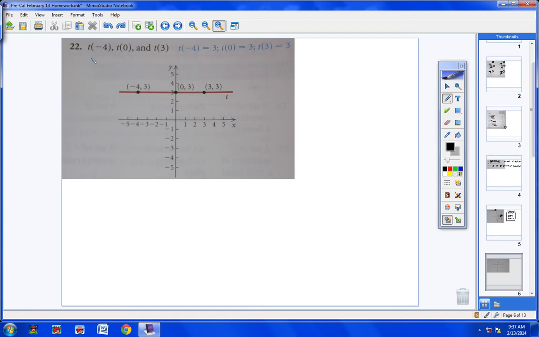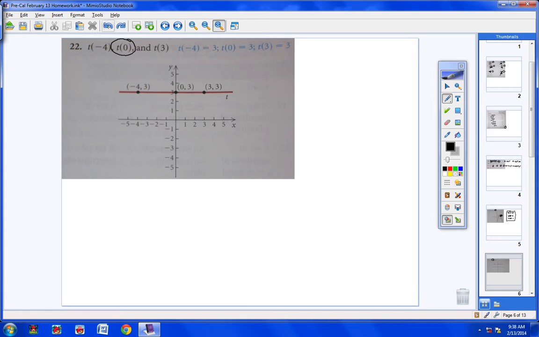Okay, they want you to evaluate T of negative 4. So here's the ordered pair. When you put in negative 4, you got out 3. So there's the answer right there. T of negative 4 equals 3. Next, they want you to evaluate T of 0. Well, here's the ordered pair. When you put in a 0, you got out a 3. So T of 0 equals 3.